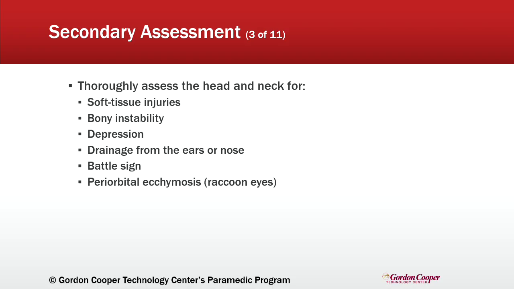You should thoroughly assess the head and face for soft tissue injuries, bony instability, and any kinds of depressions or abnormal features. Also look for drainage from the ears and nose, Battle signs behind the ears, and periorbital ecchymosis, also known as raccoon eyes, for bruising underneath the eyes. Realize, though, that these signs, Battle signs and periorbital ecchymosis, may not show up for some time after the initial insult, but sometimes they can show up a little bit quicker than you think.